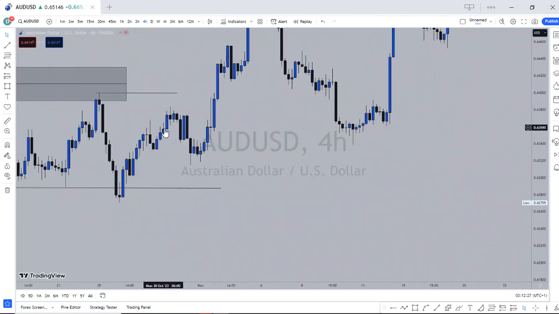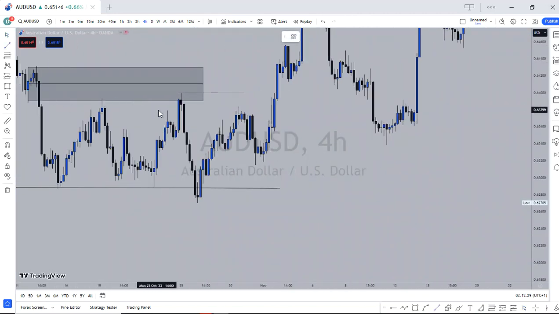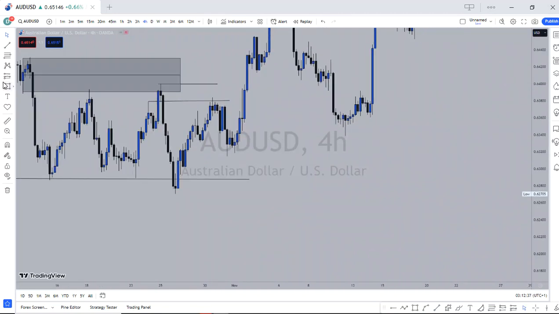Now it traded higher, and what did it trade into? QML, because I know most of you mark that as QML. It traded into the Quasimodo. It traded lower, and what did it trade into? It traded into an order block right here.